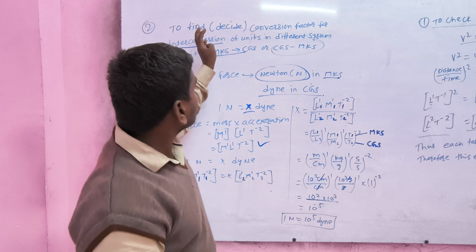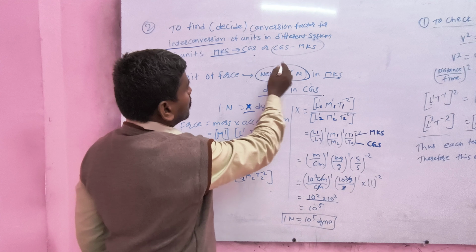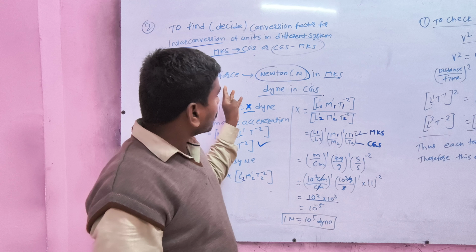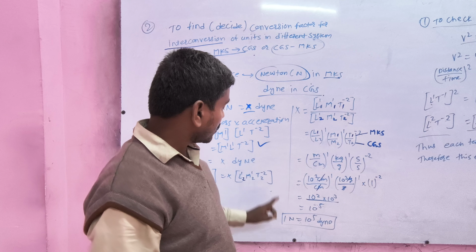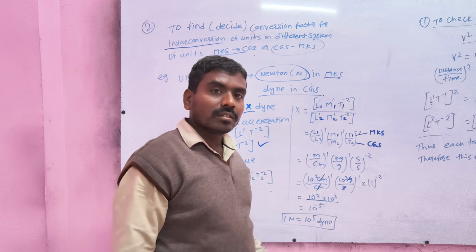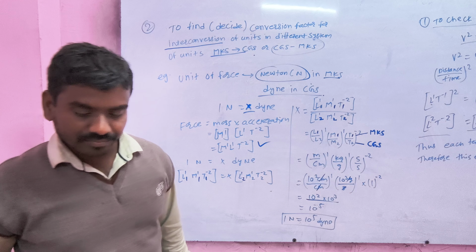That means in dimensional formula we can convert MKS into CGS or CGS into MKS. We have to find the relationship between them. So, for example, 1 Newton is equal to 10 to the power 5 dyne, we derived here. Okay. So right now.